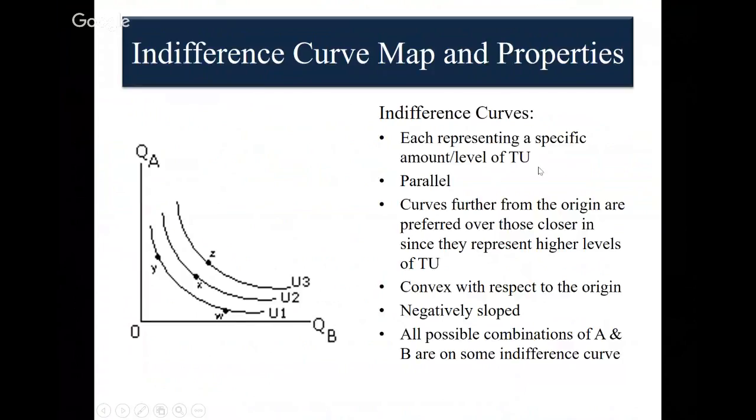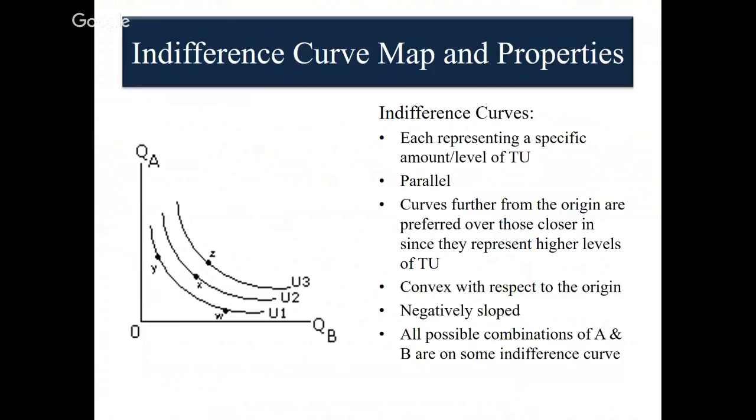TU stands for total utility. Second property is they're parallel, meaning they don't cross each other. If they did cross each other, then you'd have one combination with two different values of total utility. That can't happen during a short-run fixed time period. Not possible. The third property is that curves that are further away from the origin are preferred by this consumer over those that are closer in.